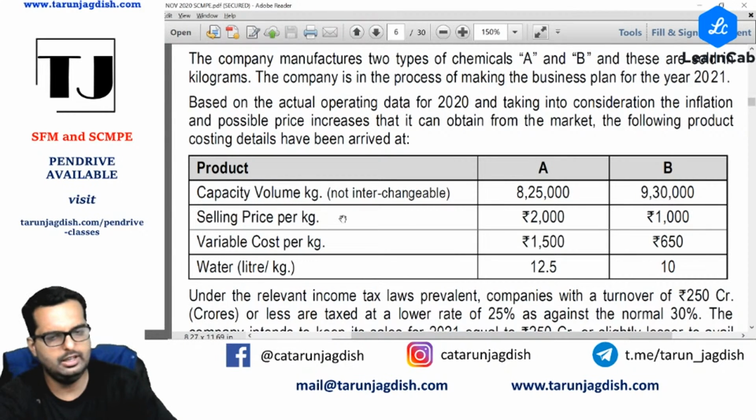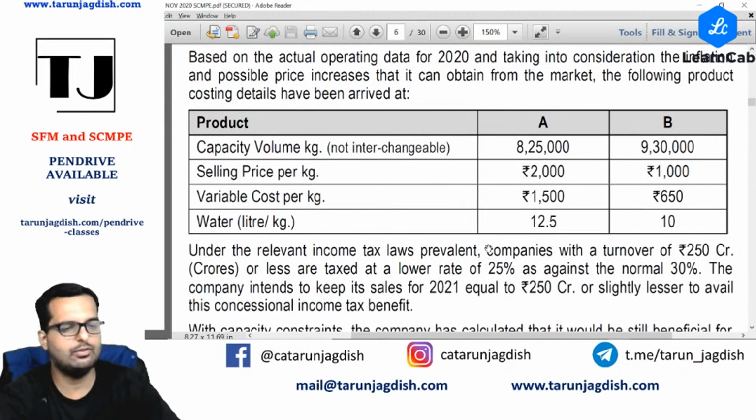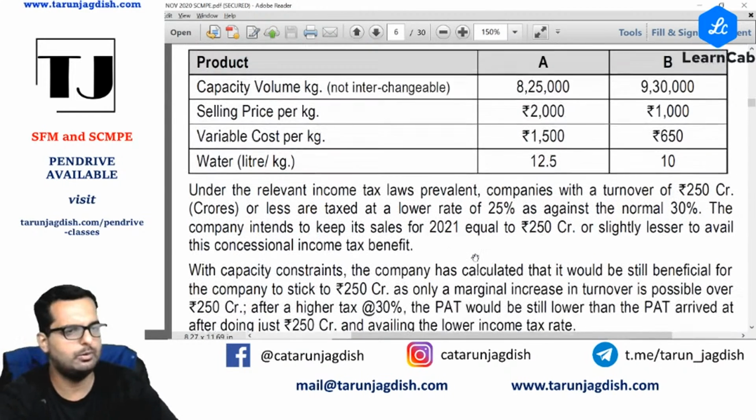They are giving the capacity, selling price, variable cost, and water in liters per kg. So basically from this we can find out the contribution per hour, etc.